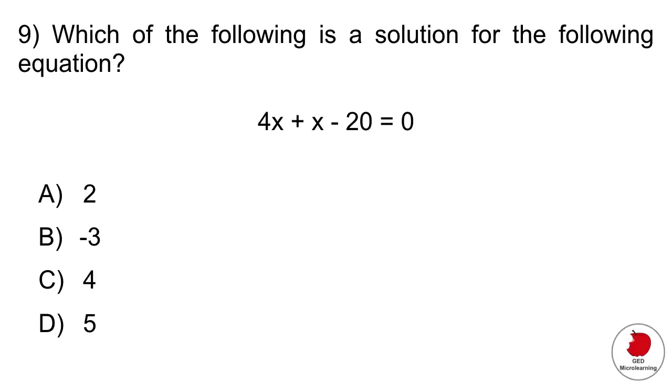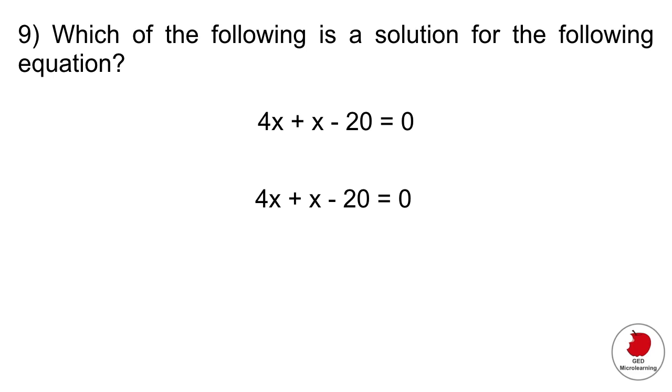Which of the following is the solution for the following equation? 4x plus x minus 20 is equal to 0. Okay, so this is kind of your standard algebra equation. So the first thing you want to do is add up like terms. So you would add your 4x plus your 5x.